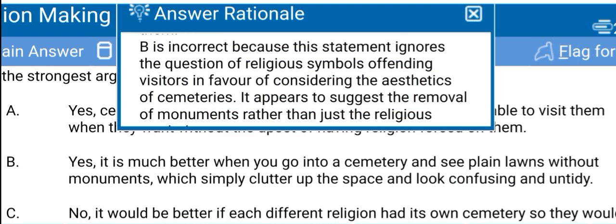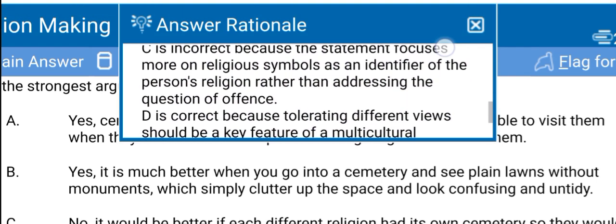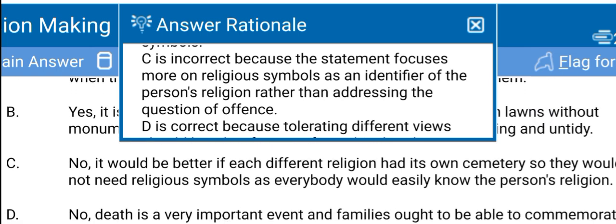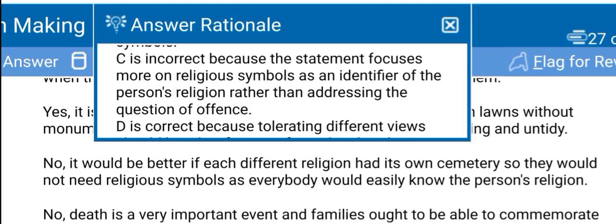Option B is incorrect because this statement ignores the question of religious symbols offending visitors in favor of considering the aesthetics of cemeteries. It appears to suggest the removal of monuments rather than just the religious symbols. Option C is incorrect because the statement focuses more on religious symbols as an identifier of the person's religion rather than addressing the question of offense.